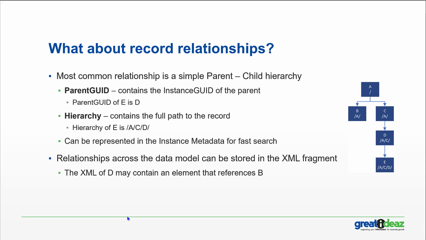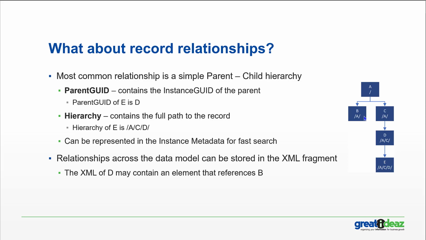Okay, so that's parent-child relationships. What about where, let's say, D wants to reference B? This is really simple. All we do is have a field in the XML fragment for D that contains an element that references B. Bear in mind, our record XML fragments can contain anything. They can contain references to any other record in the instance hierarchy.